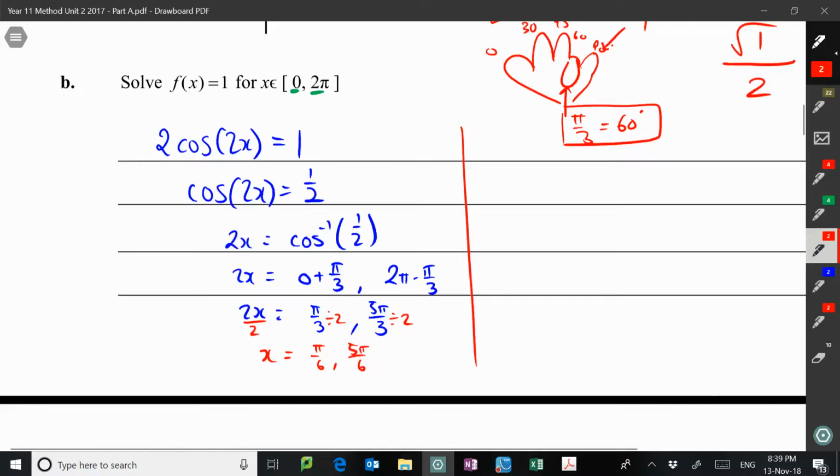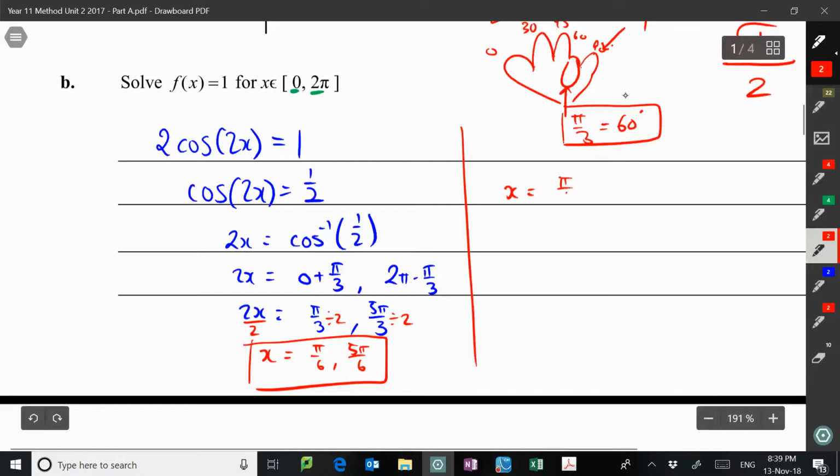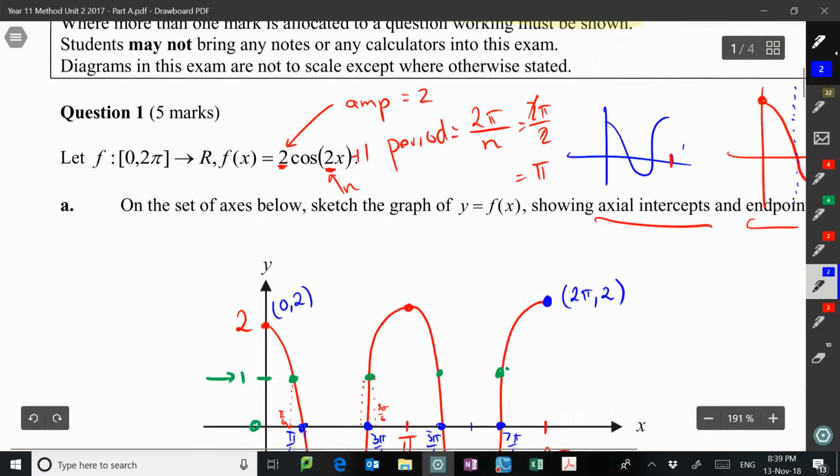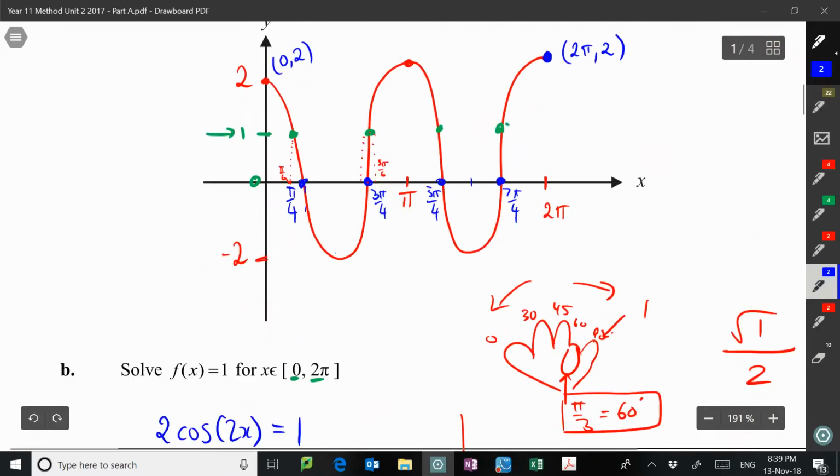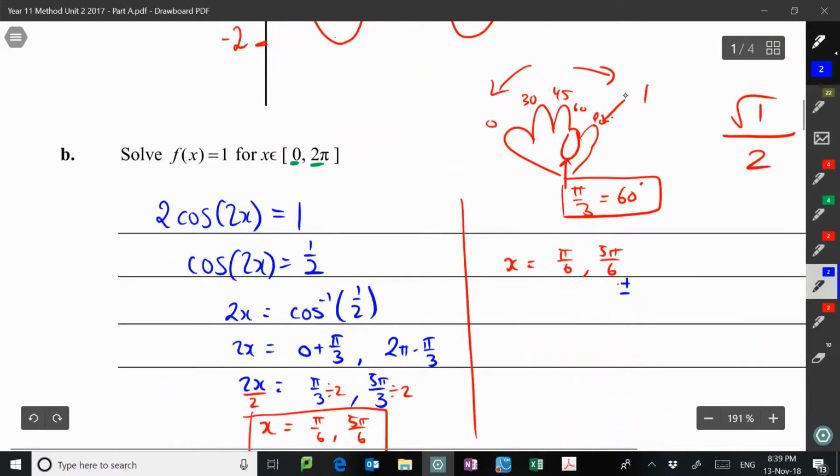Forget about that. You get your first 2 solutions and trial and error means that you add the number of periods until you get out of the domain. So you had x equals pi on 6 and you had 5 pi on 6. Then what I want you to do is trial and error the period. Now what was the period? You found out it was pi. So what you're going to do is add and subtract pi, add and subtract pi to see when will you pass 2 pi and when will you pass 0 in the negative direction and positive direction.